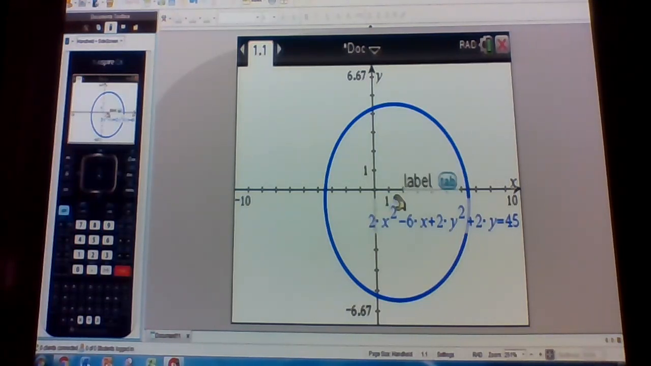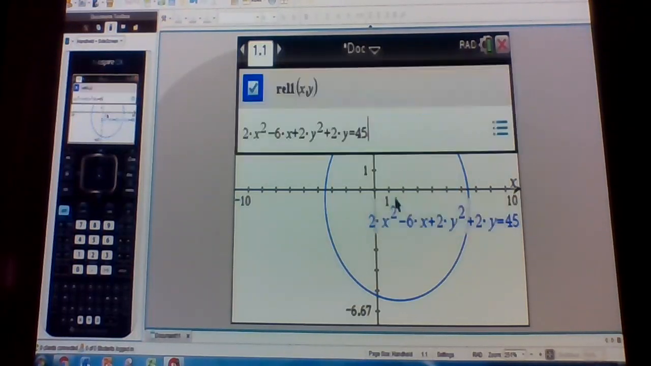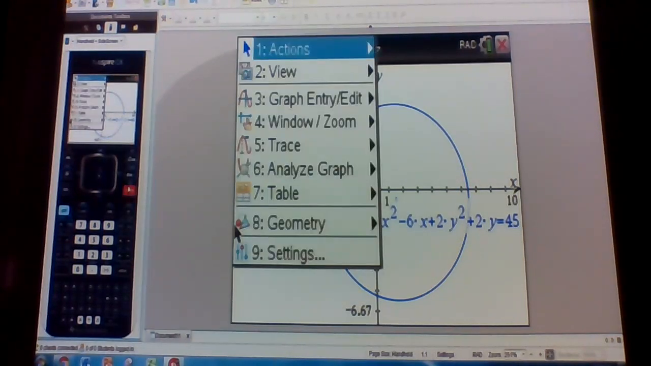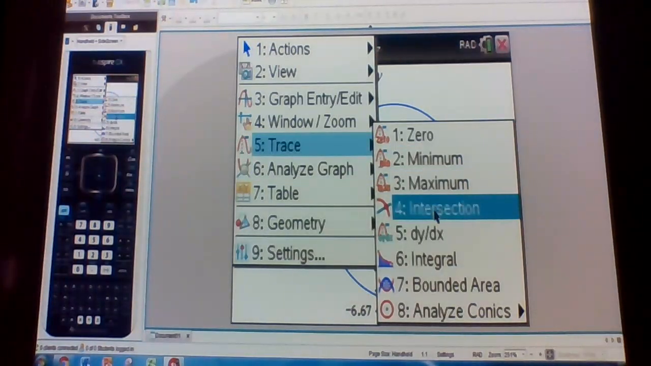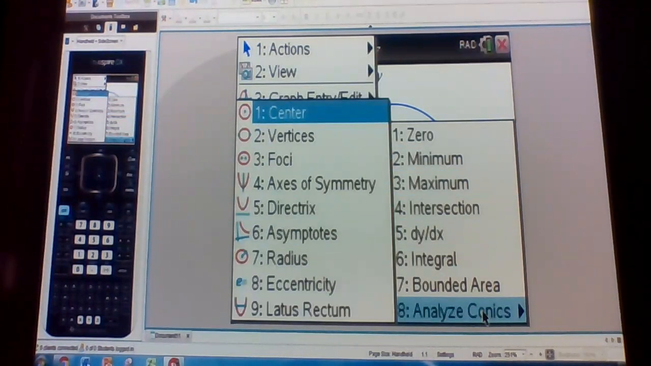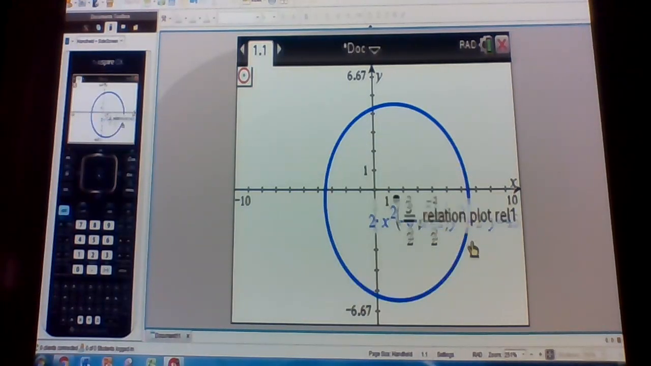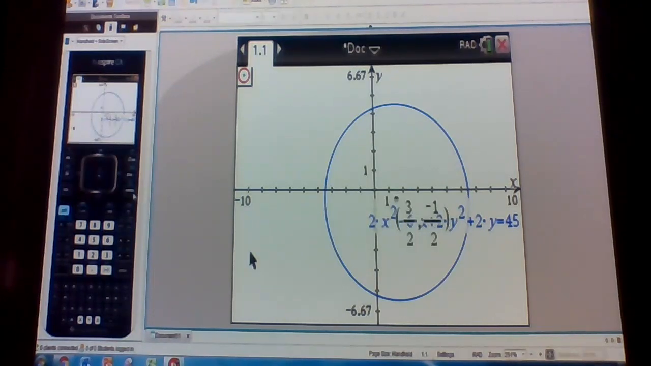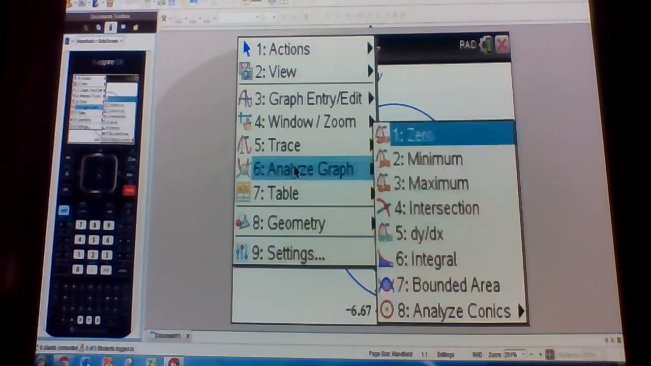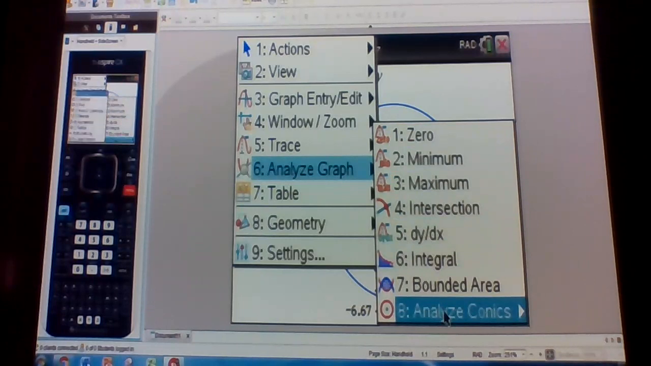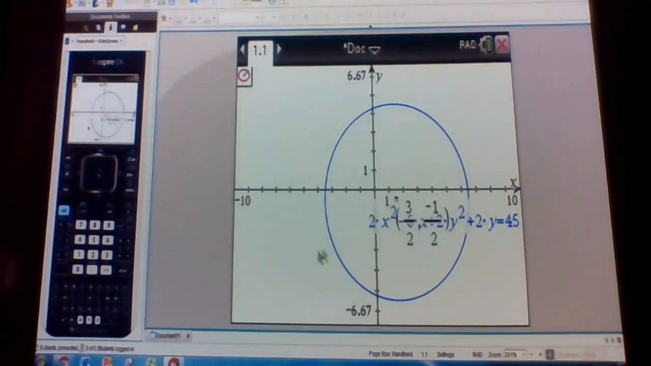Okay, I don't know if they give you a menu. There you go, center. They give you the center. Okay, menu, analyze, conic, right? Circles are conics. Radius. And they tell you the radius right there is 5. Look at that. So you can use a calculator.